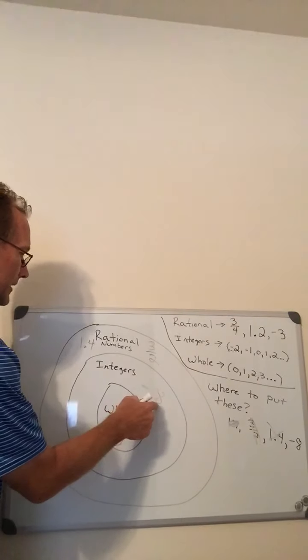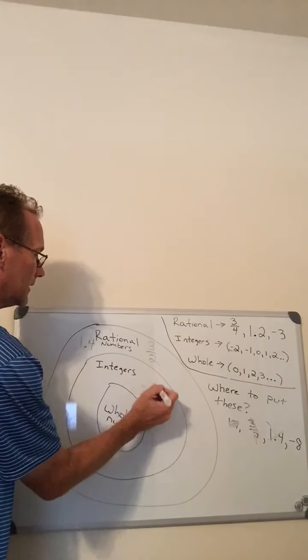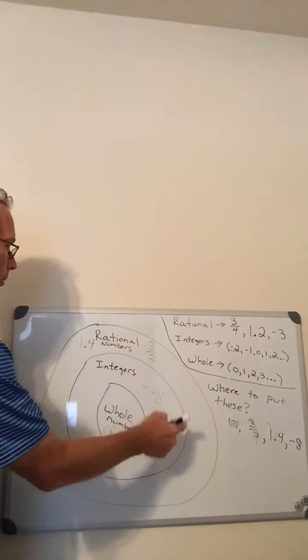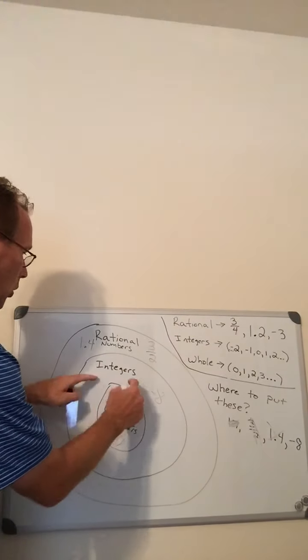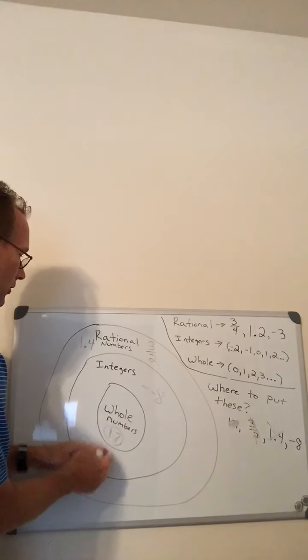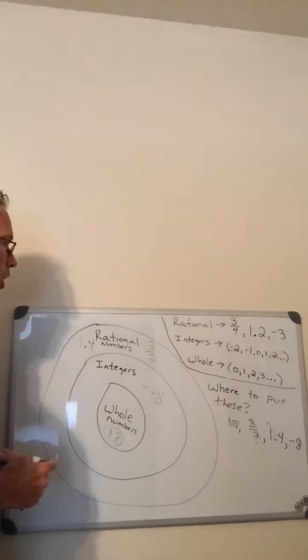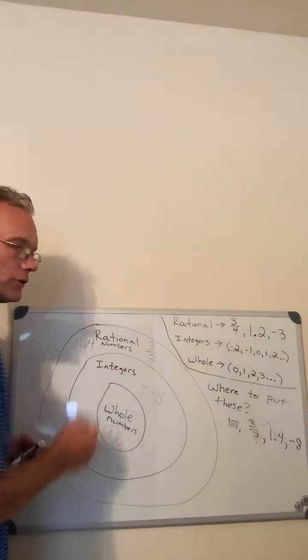I didn't write -8 up here in the rational number bar because we know everything that's inside this bar or inside this circle or this circle, they're all going to be rational numbers.